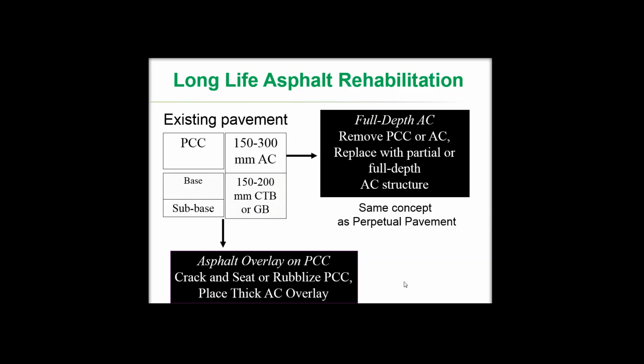You can go in and do an asphalt overlay, which can involve crack and seat or rubbleize the concrete and then place a thick asphalt layer with each of the materials in the different parts of the asphalt overlay optimized for a different purpose. Or you can remove, to maintain existing grade, part of that existing pavement and then replace with a full depth asphalt structure, which uses the same design concept as perpetual pavement.